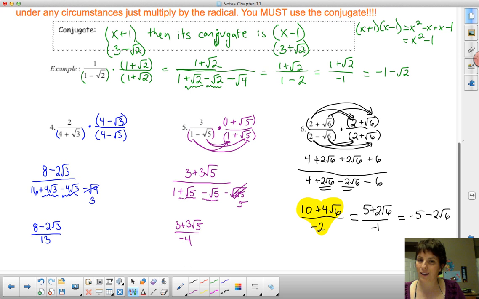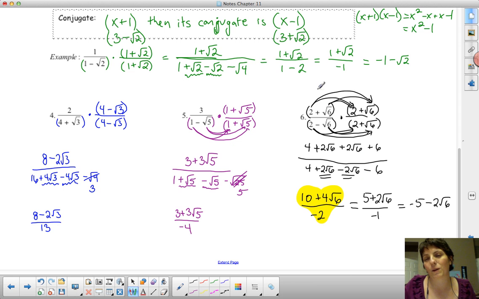And that is rationalizing the denominator. We'll definitely be working on this in class on Monday.